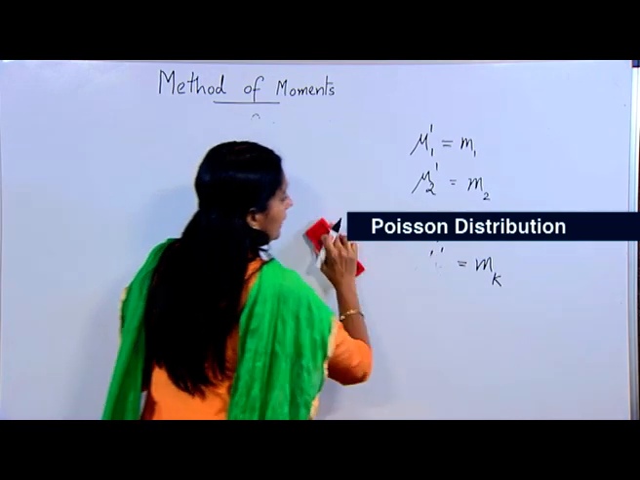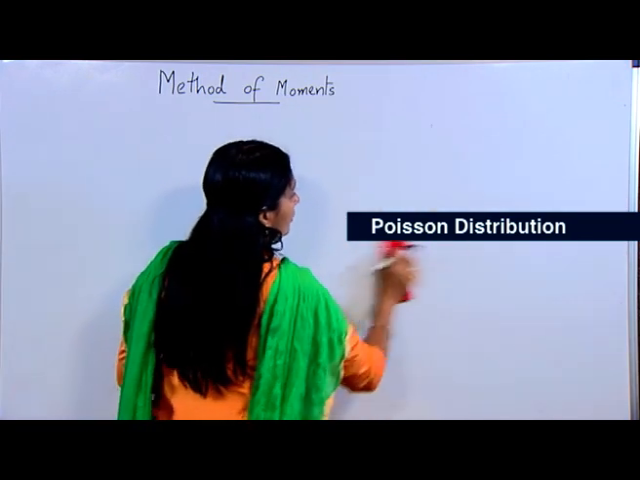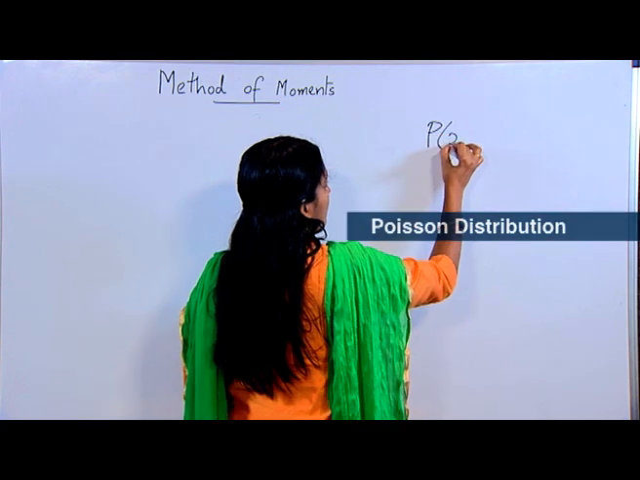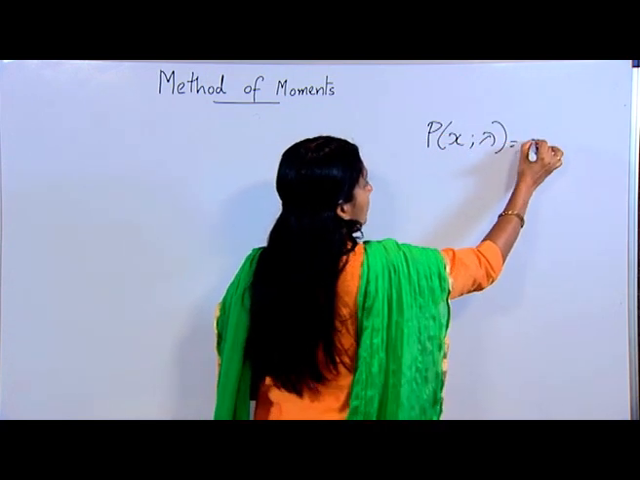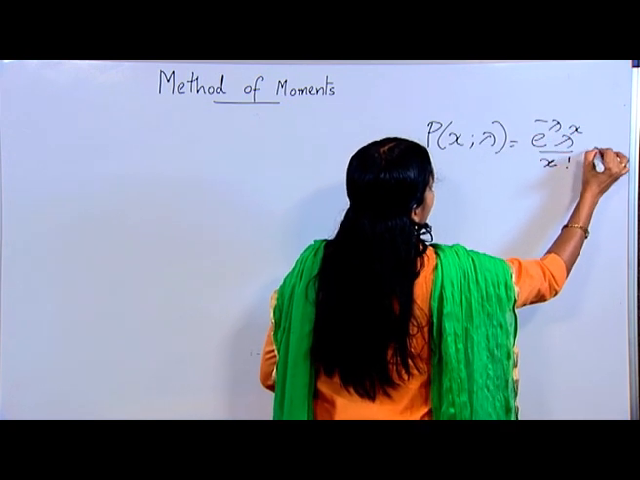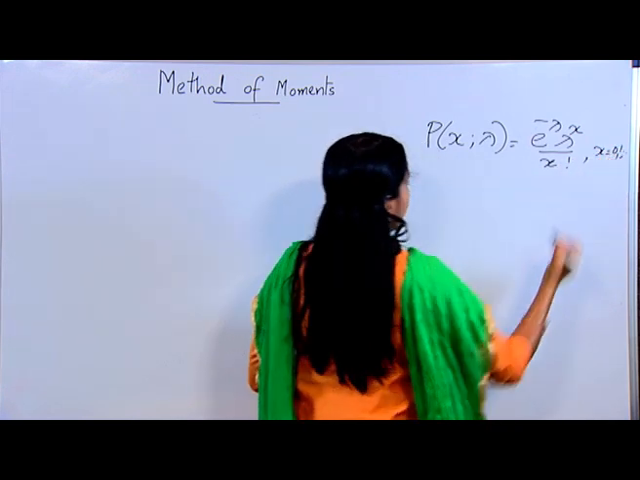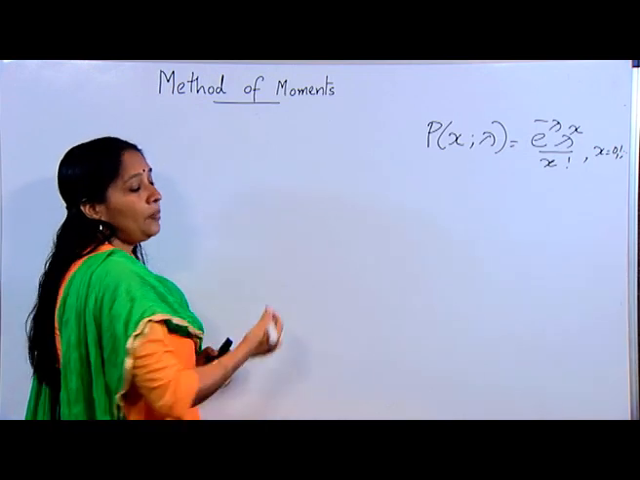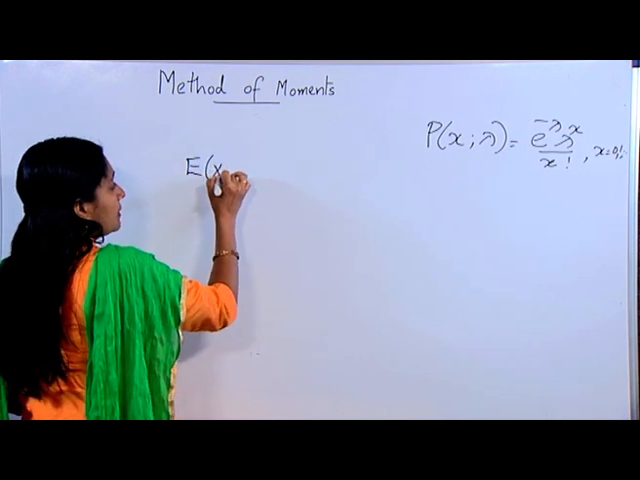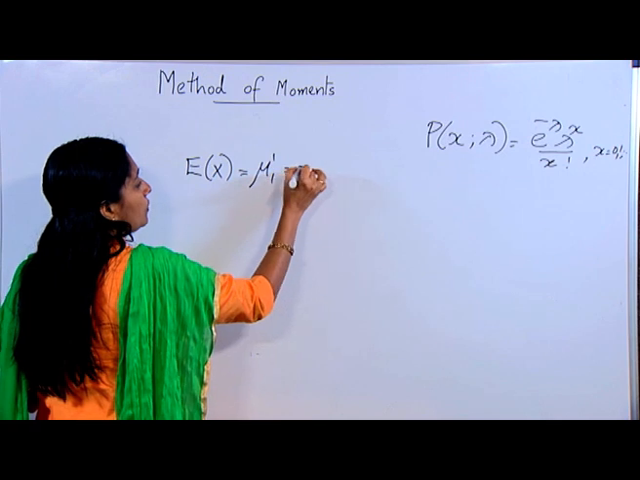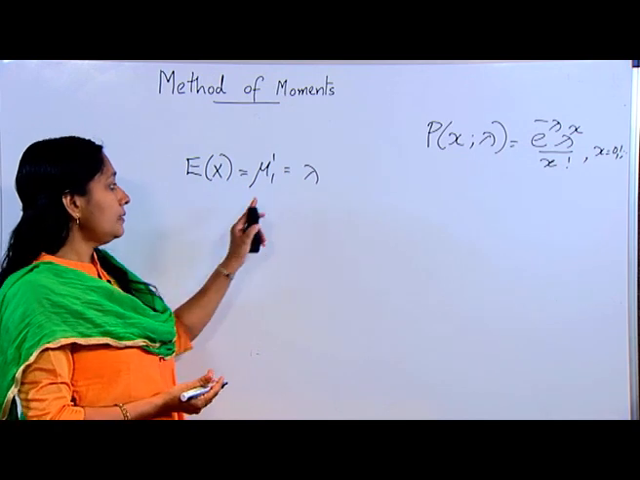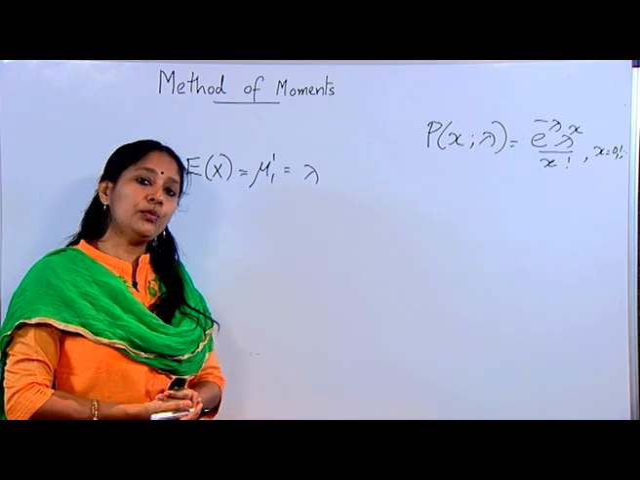Consider a random sample from the Poisson distribution. We know that the density function of the Poisson distribution is p(x, lambda) = e^(-lambda) lambda^x / x!, when x = 0, 1, etc. We have only one parameter lambda here, and the first order population moment, expectation of x or mu 1 dash, is equal to lambda. Since we have only one parameter lambda, we can equate this first order population moment with the first order sample moment.